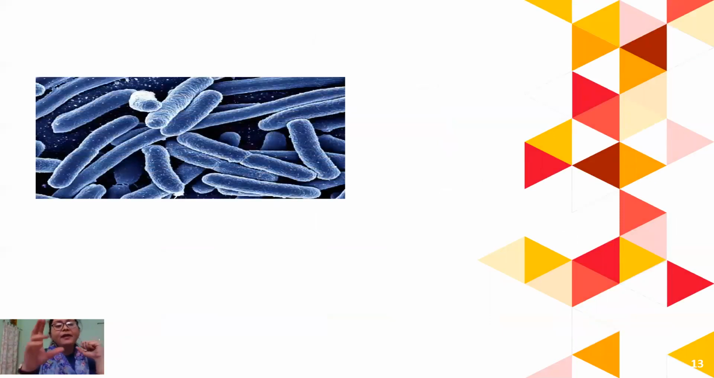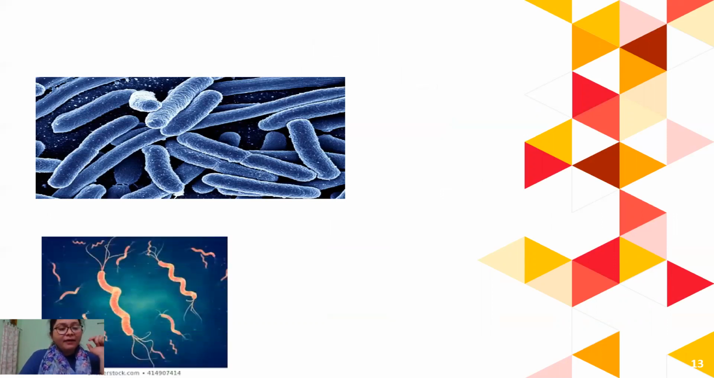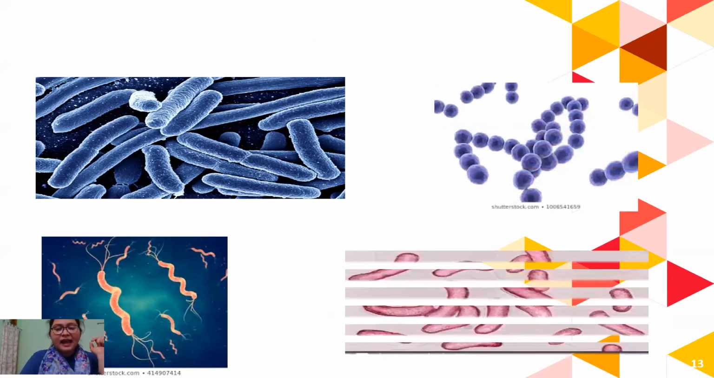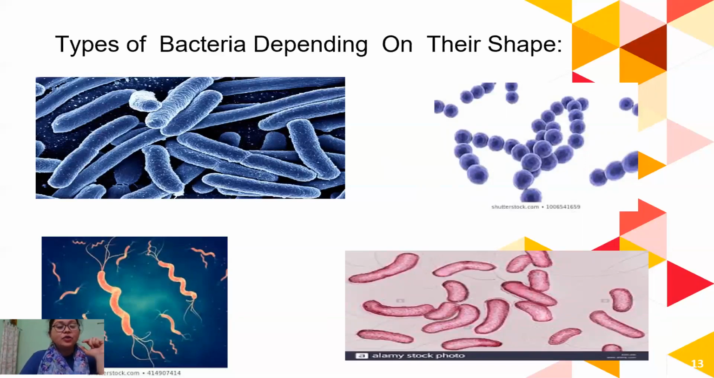Now let's look at the second category. Here, can you guess which type of bacteria they are, based on the shape? Yes, they are bacillus, spirillum, coccus, and Vibrio. So based on the shape of the bacteria, they are broadly classified into the 4 major categories: bacillus, spirillum, coccus, and the last one is Vibrio. Now let's move towards our next point.